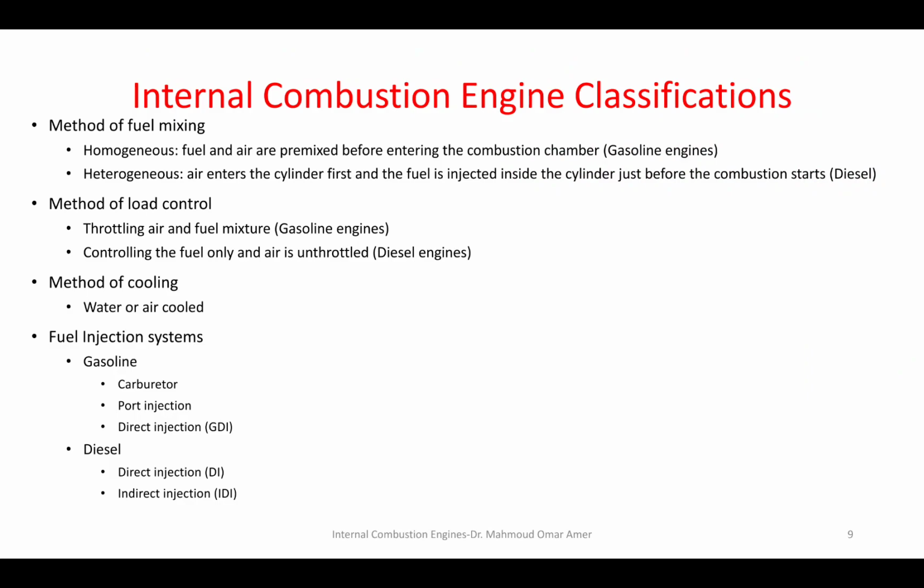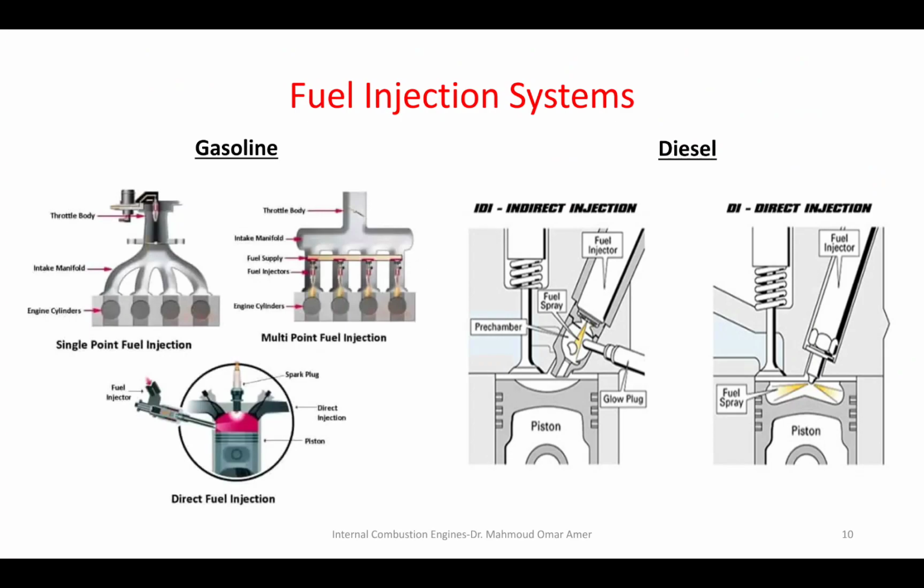For diesel engines, we have two main injection systems: direct injection and indirect injection systems. Okay? These are the different systems for the gasoline injection, which we previously explained. As for the diesel engine, I mentioned that we have direct and indirect injection systems. For the direct, from its name, we inject the fuel directly inside the combustion chamber over the piston.